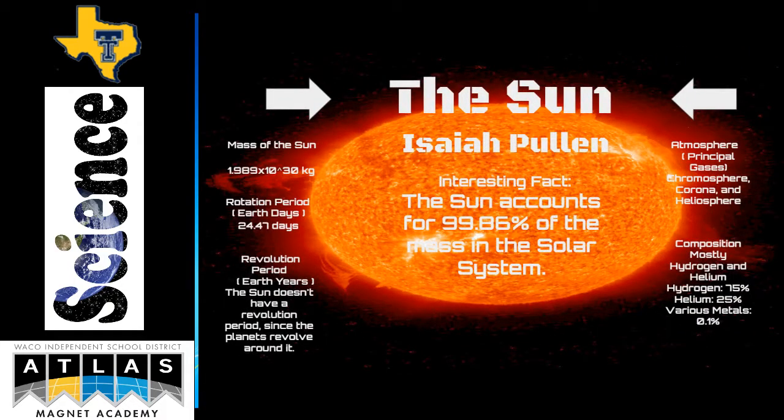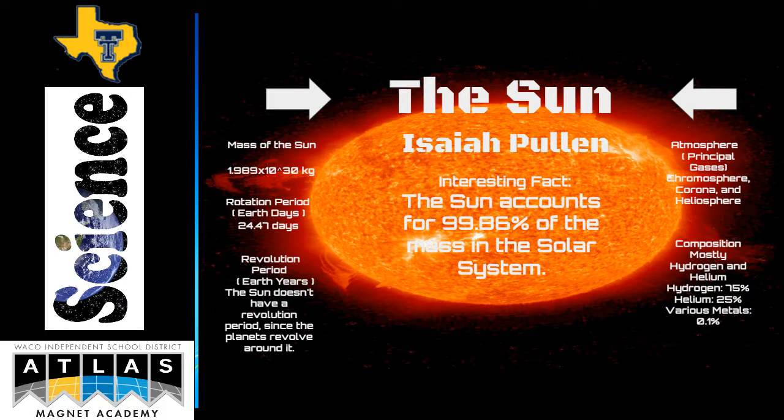The mass of the Sun is 1.989 times 10 to the 30 kilograms. The rotation period in Earth days is 24.47 days. The revolution period in Earth years is that the Sun does not have one, since the planets revolve around it. The atmosphere and principal gases are chromosphere, corona, and heliosphere.